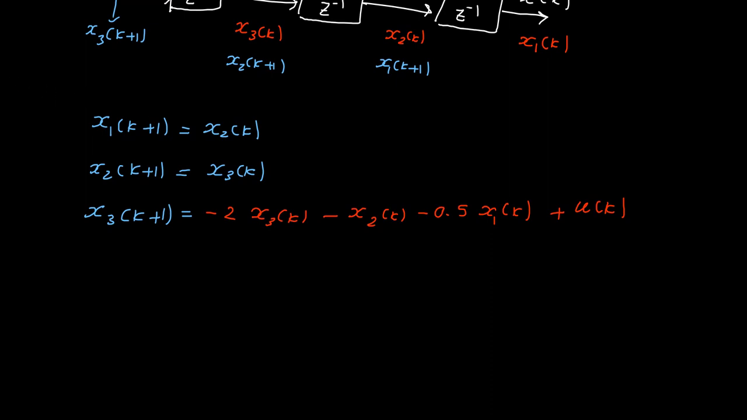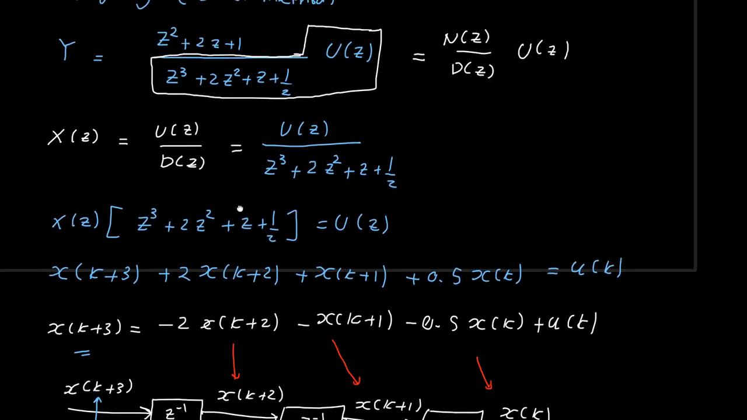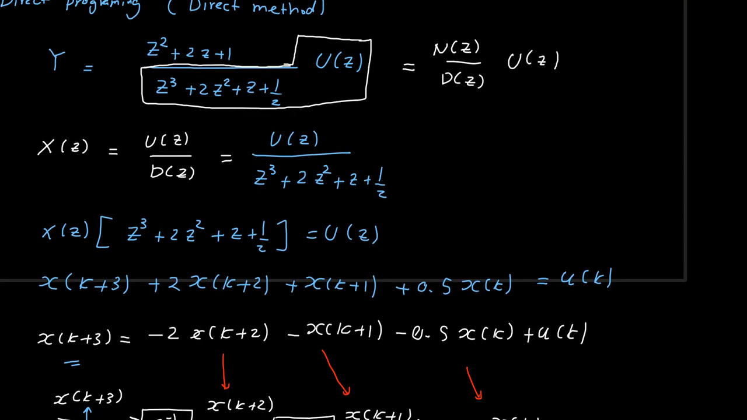So this is the state equation. Now what about the output? If we recall here, we said that x is equal to u over d. So simply this means that y will equal n of z multiplied by x of z.